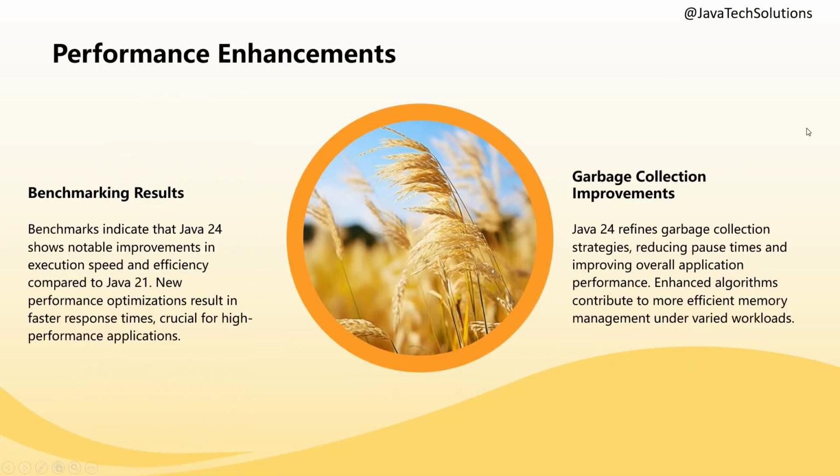Okay, now we will talk about the performance enhancements. The benchmark indicates that Java 24 shows notable improvements in execution speed and efficiency compared to Java 21. New performance optimizations result in faster response times, crucial for high performance applications. It also has garbage collection improvements.